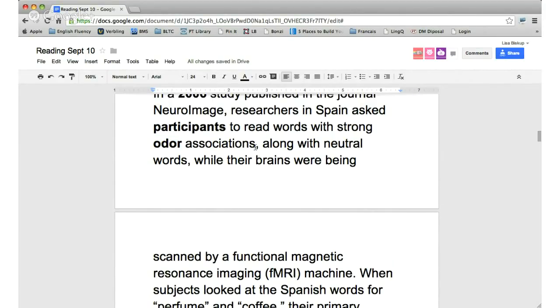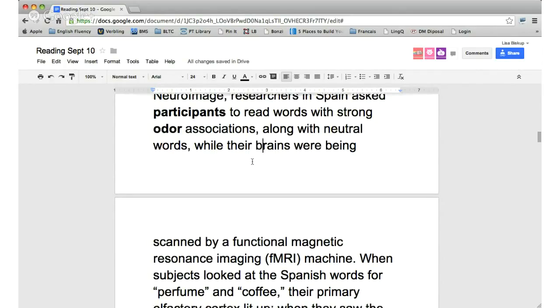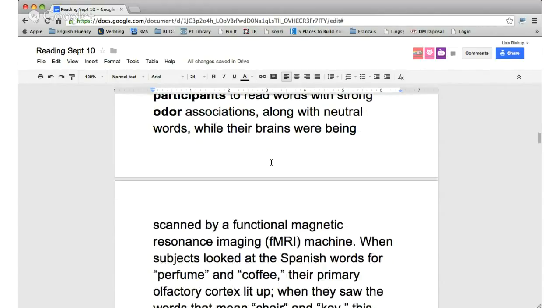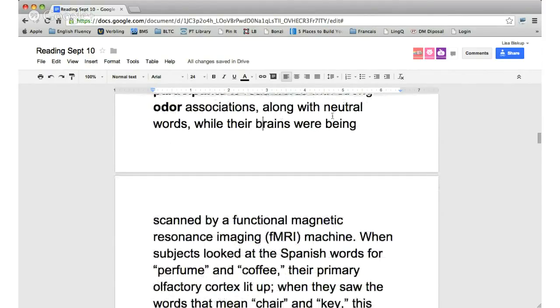Like maybe you guys know licorice. For me, that has a really strong smell. Black licorice. Or anise is the spice. Some spices have a big smell that you can smell from a long way away. So they were having them read words with strong odor associations, and then neutral words.